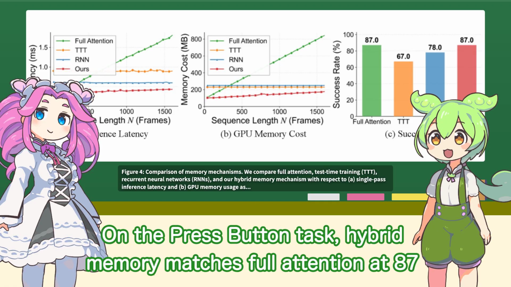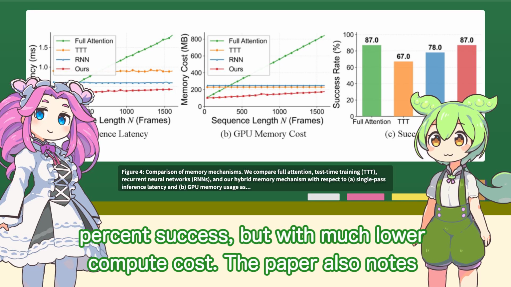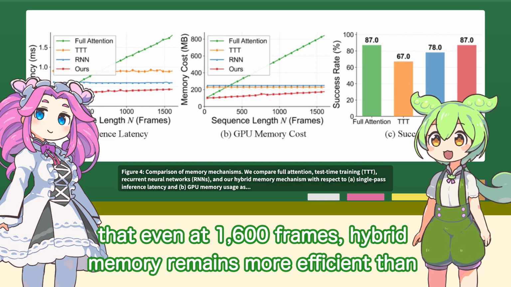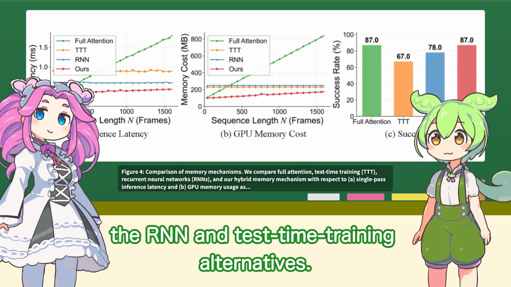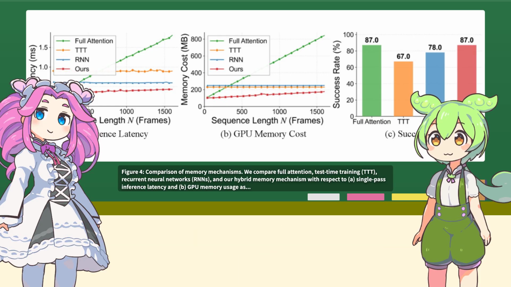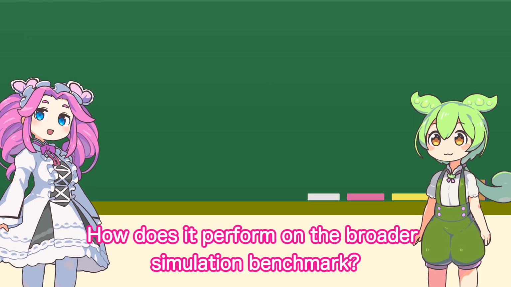On the press button task, hybrid memory matches full attention at 87% success, but with much lower compute cost. The paper also notes that even at 1600 frames, hybrid memory remains more efficient than the RNN and test time training alternatives. How does it perform on the broader simulation benchmark?